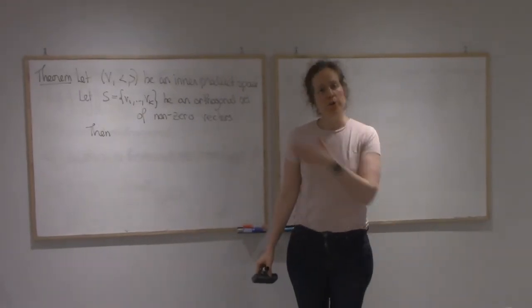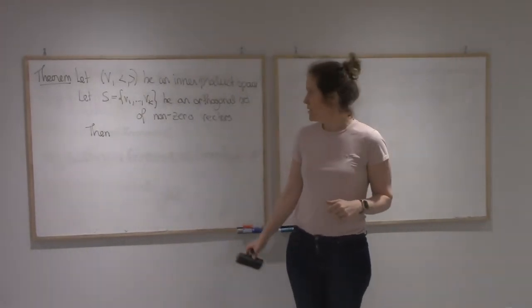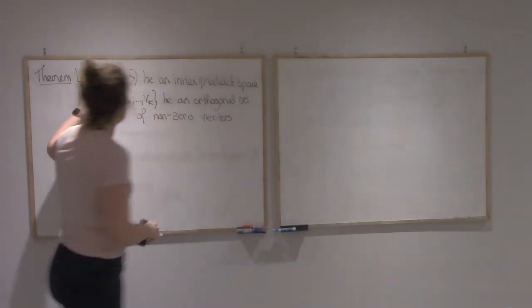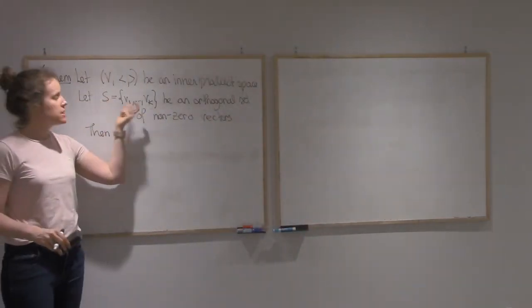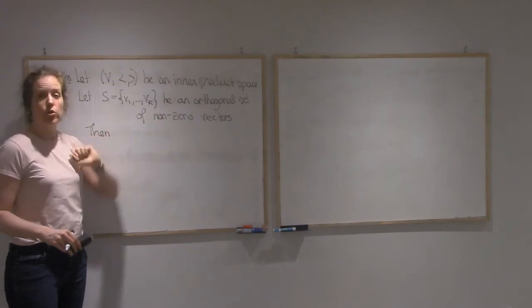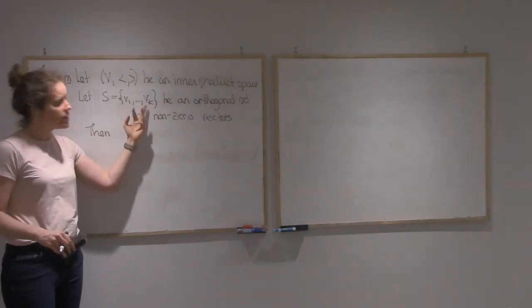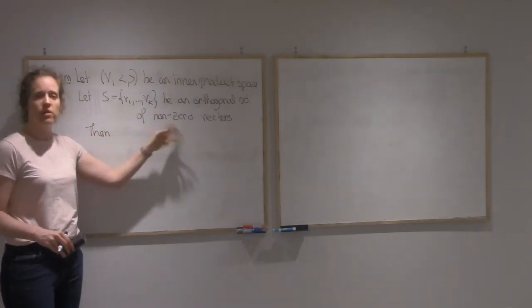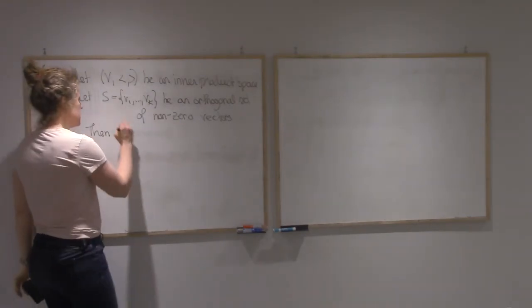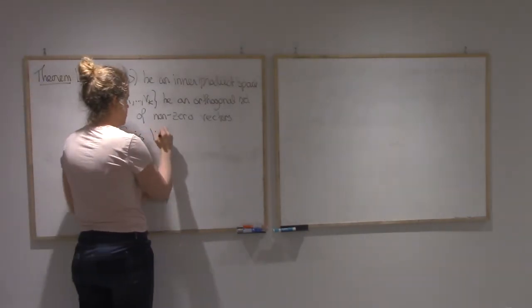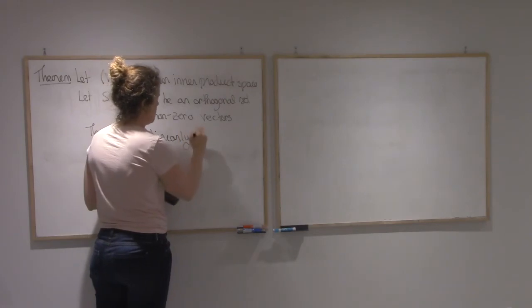In this video, we'll prove something nice about orthogonal sets. So I'm going to start with any inner product space, and I'm going to take a subset of it, which is orthogonal, meaning that the different Vi's are perpendicular, and none of them are zero. Then S is linearly independent.